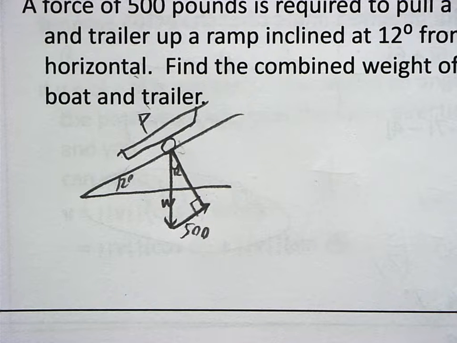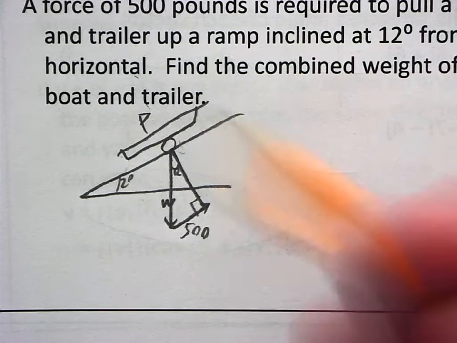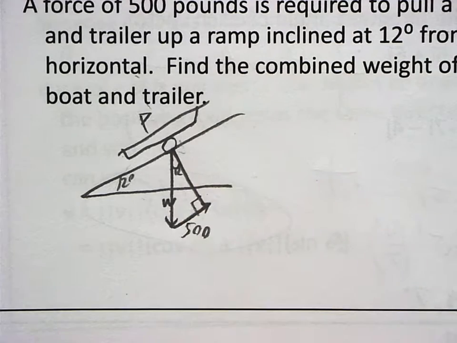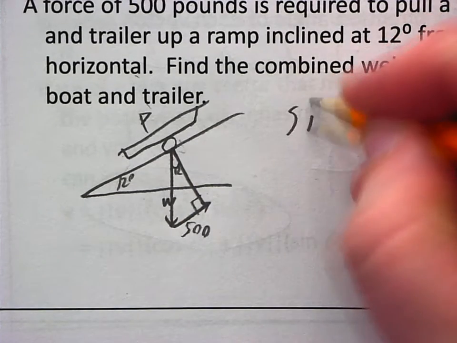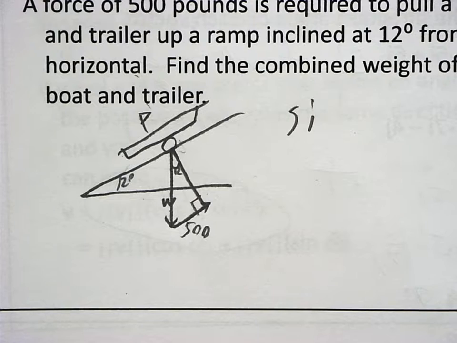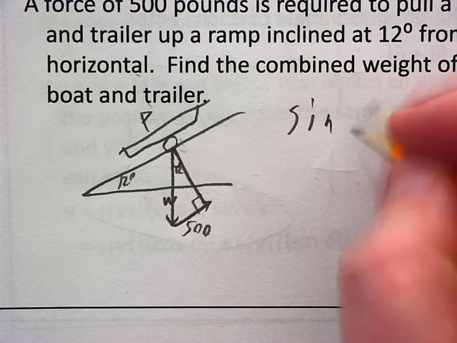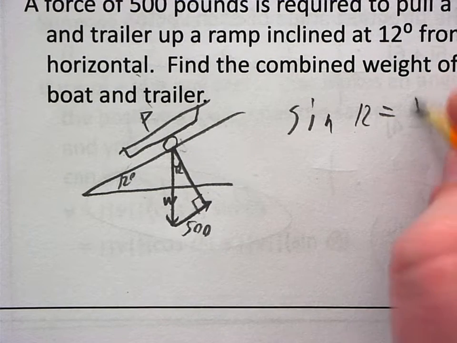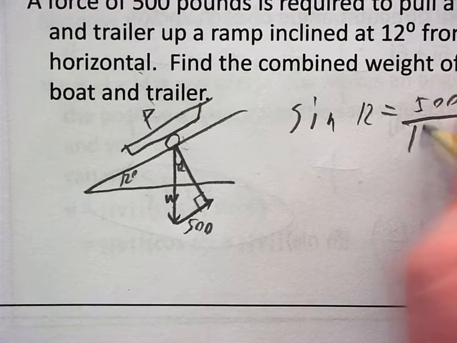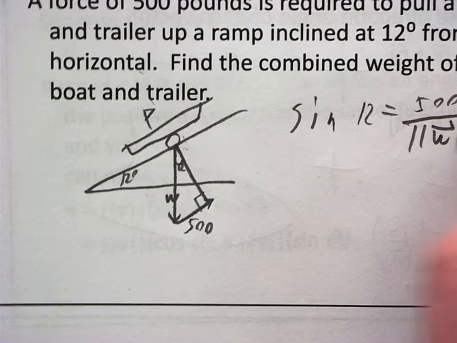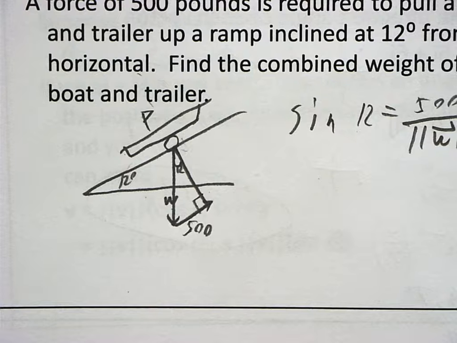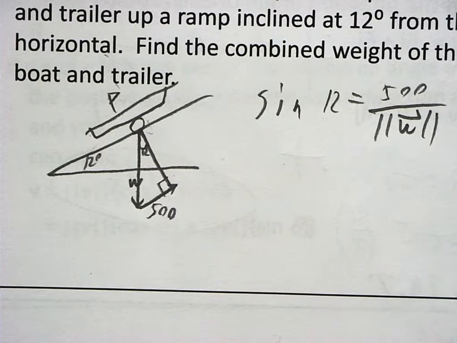What type of triangle is it? All right. Yeah, you can use sine. You can use SOHCAHTOA because you have the opposite of that 12 degrees. You're looking for the hypotenuse. So it's literally just SOHCAHTOA. So sine of 12 is equal to 500 over, technically, the magnitude of that vector W. What do you get?